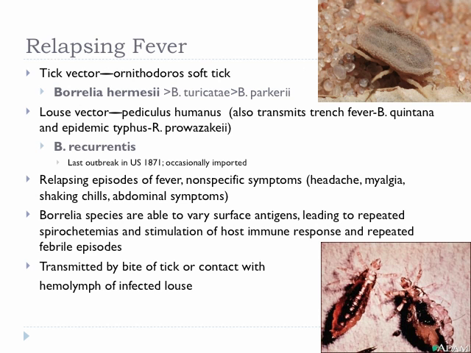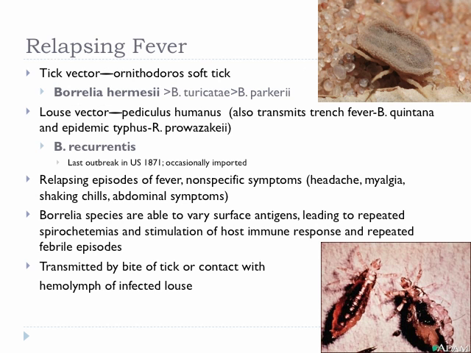Again, this is the only soft tick that I mentioned, the Ornithodoros soft tick, that is a tick vector for tick-borne relapsing fever, Borrelia hermsii. Relapsing fever is divided into tick vectors and louse vectors. The louse vector is Borrelia recurrentis, transmitted by the human body louse, that also transmits trench fever and epidemic typhus. The only one of these relapsing fevers that is found in the United States is Borrelia hermsii.